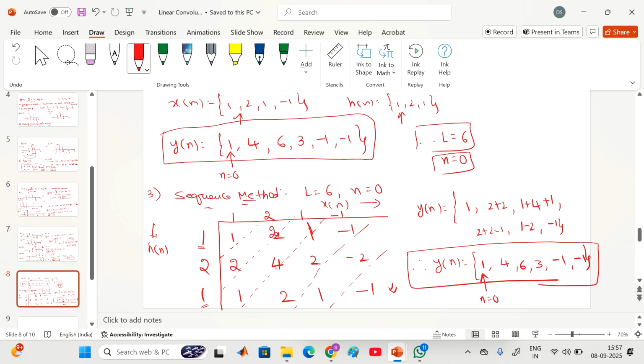So this is how you have to check your answer using the sequence method. As it is a short duration, we will use this short method to check the answer, whether for graphical or tabular.